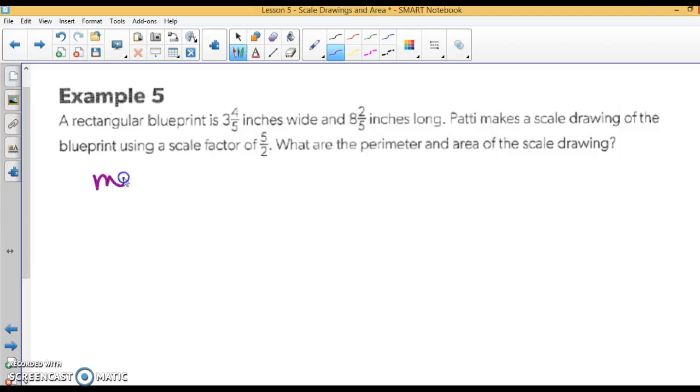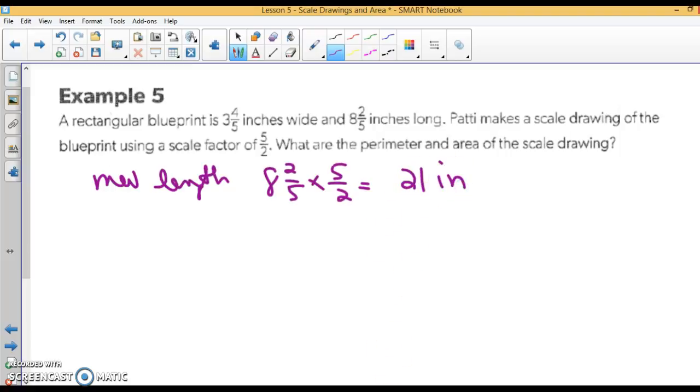So our new length is going to be 8 1/2 times our scale factor of 5 halves. When you multiply that, you get 21, and it is going to be still in inches. Our new width, 3 4/5 times our scale factor of 5 halves. Scale factor is constant of proportionality. You're going to multiply, and you get 9 1/2.